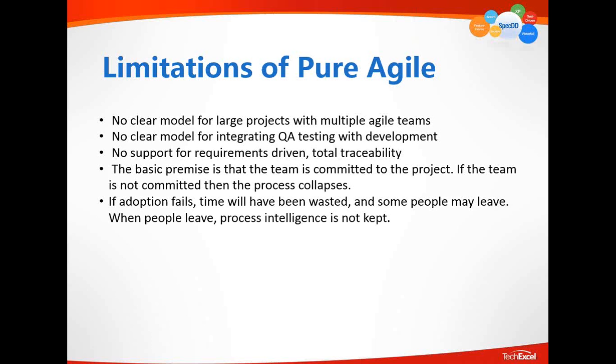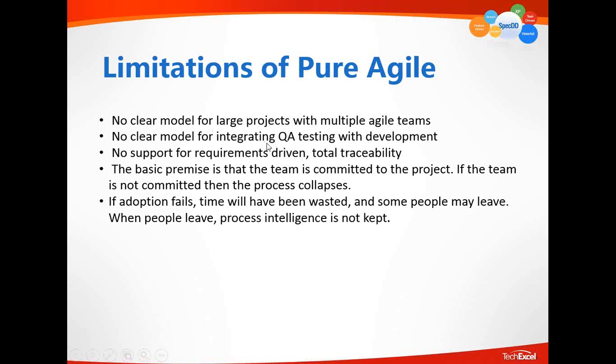So why do we see that in the real world the pure Agile process gets hybridized? Well, mainly I think there are limitations of pure Agile processes like Scrum. There's no clear model for large projects with multiple Agile teams. How do you manage the task-to-task relationship when you commit the sprint workload for each team? There's no common object for you to define the relationship of the task being committed for team 1 versus the task being committed for team 2.